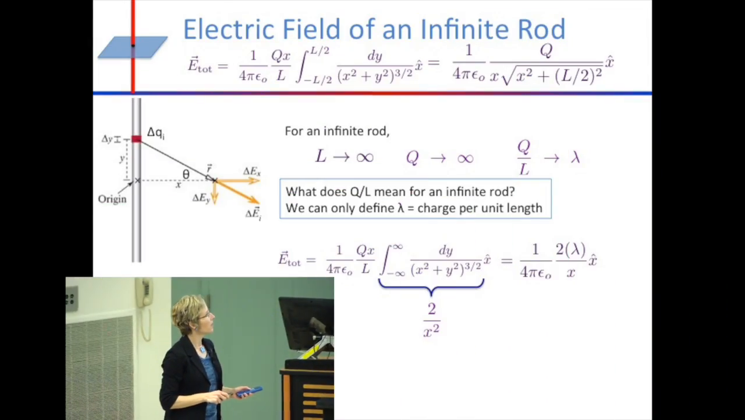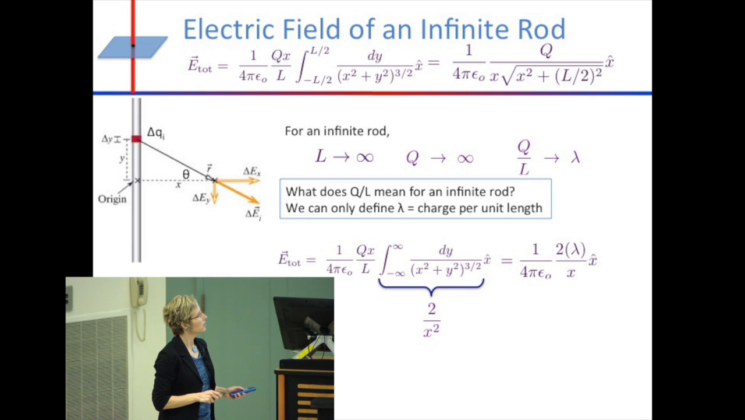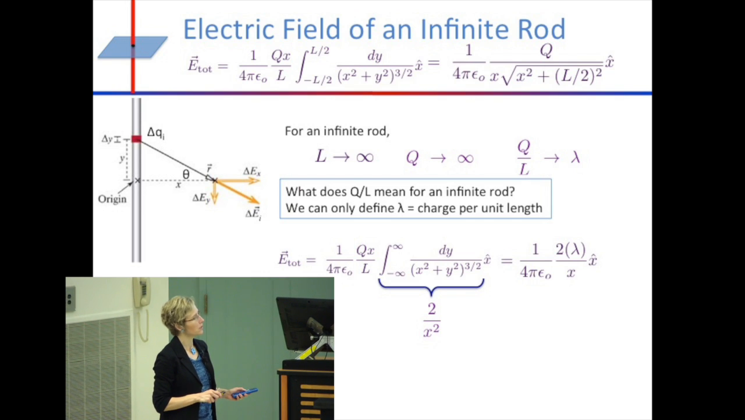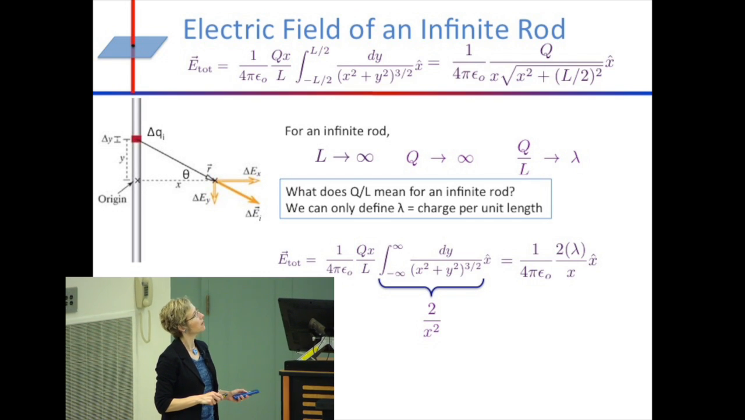So what that means is that when I think about this expression here, it's a little bit easier to derive the L goes to infinity limit by starting from here. You can also get it from this expression, but it's easier to back up a step. So I'm going to back up a step and take the limit. I have that E total is 1 over 4 pi epsilon naught, Q over L times x, integral. I'll let L go to infinity in the integration limits, the integral from minus infinity to infinity, dy over x squared plus y squared to the 3 halves.